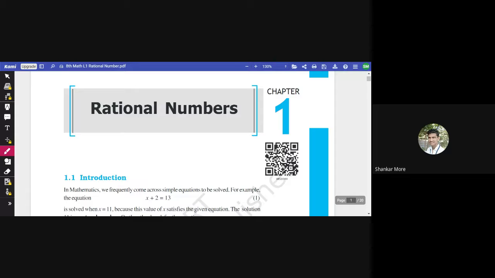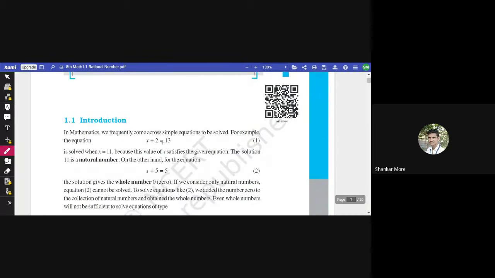Okay, so students, today we are going to see the first chapter of our mathematics subject, and the chapter name is rational numbers. You must be familiar with numbers because you have already learned about them. In this first lecture itself, we are going to revise the numbers. So let me start with our first paragraph, that is introduction.